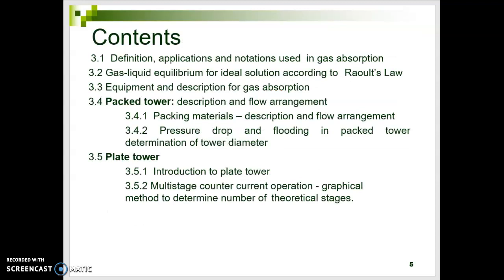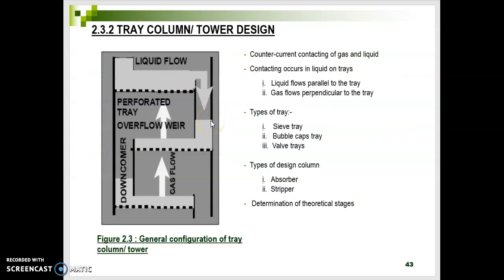The calculations for multiple stages are actually covered in your plate tray column or plate tower. So first we look at how the operation works in the tray column for gas absorption. It is still the same as your packed column tower. The liquid comes from the top and the gas from the bottom, and they meet in the column at the plate.